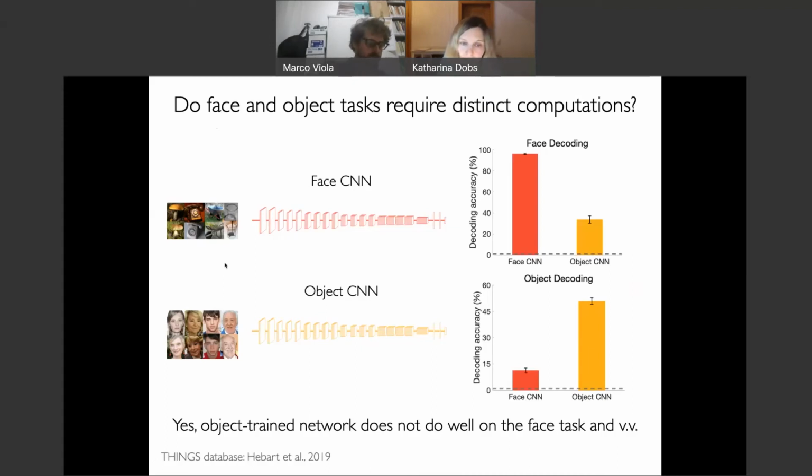So object-trained networks do not do well on the face task and vice versa. And that is the same double dissociation that we see in the brain, where one system can do faces, and if you harm it, it harms one task but not the other in those two systems. So it makes sense. It seems this is suggesting that they rely on distinct features, on distinct representations.